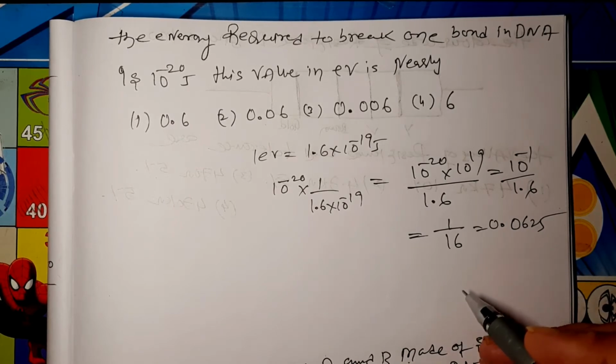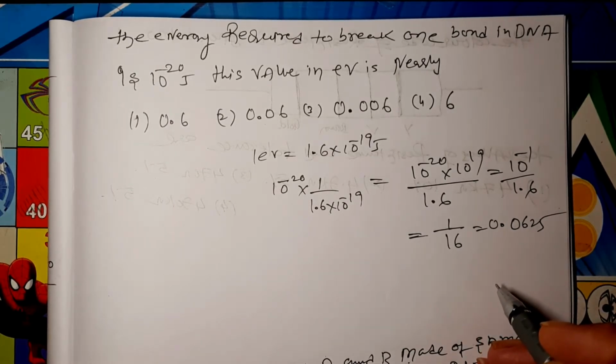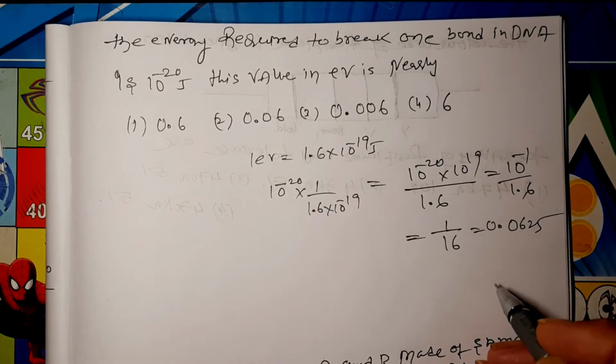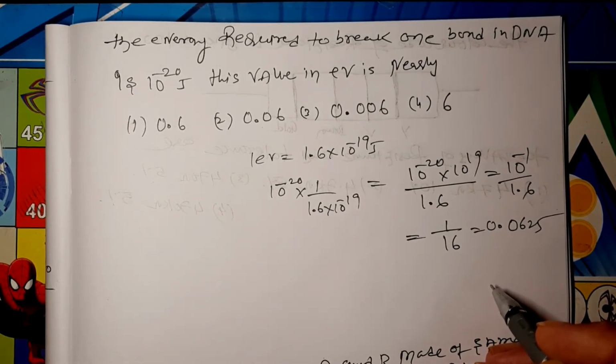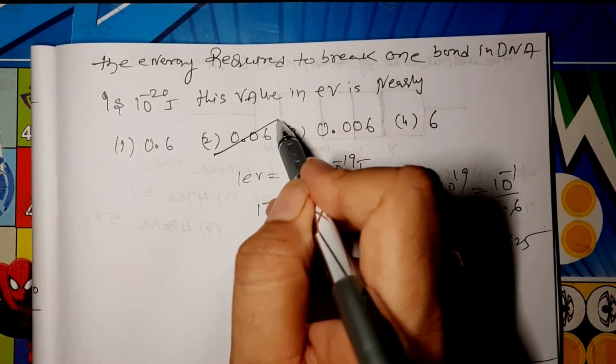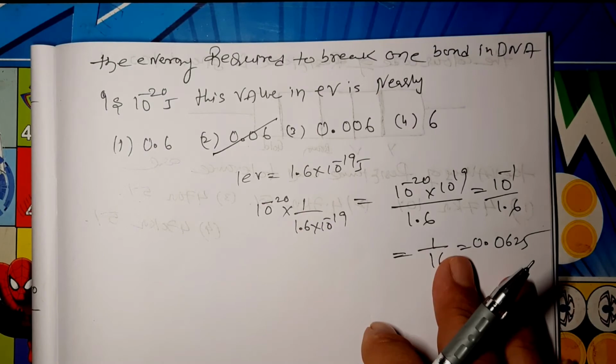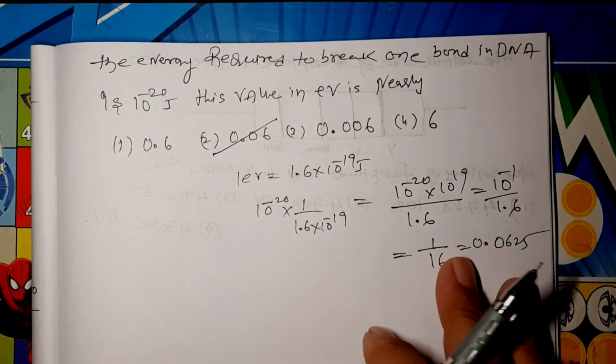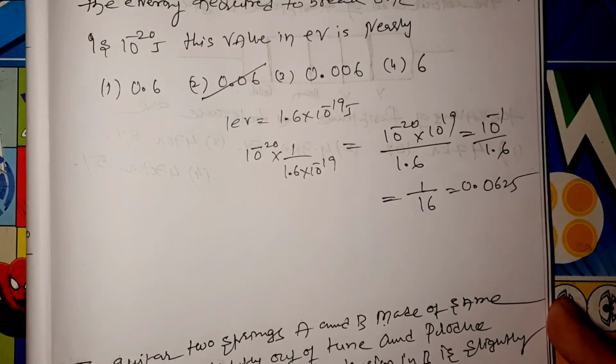So what is our option? The second option. The value they have given is 0.06. So that is the correct option.